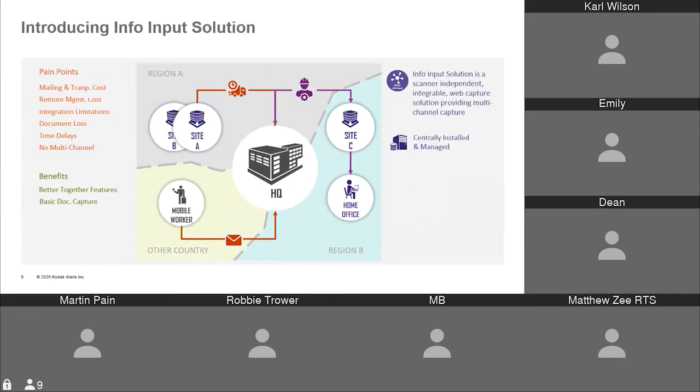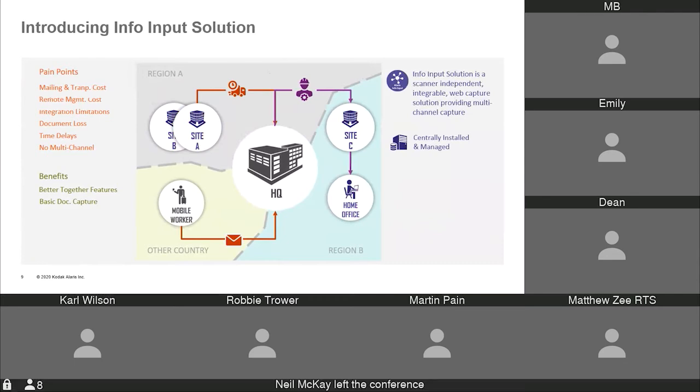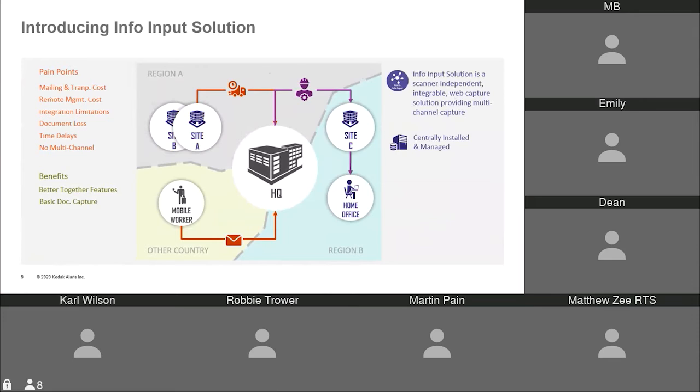And this is where we introduce InfoInput. So InfoInput is a scanner-independent web capture solution. So it's scanner-independent, so it doesn't really matter what they've already got at site A, B, and C. It's web capture, so it's easy to deploy. You just push it out there. There's no local installation to take place. It's centrally installed and centrally managed. So what does that give us?